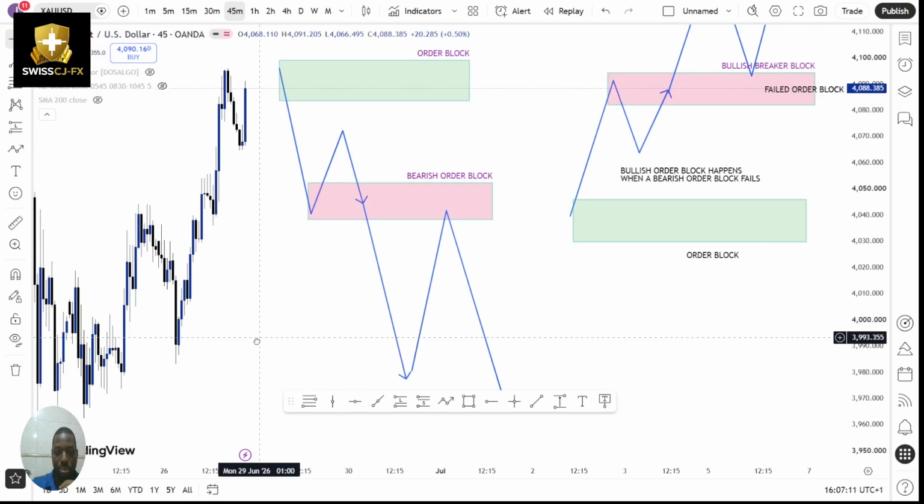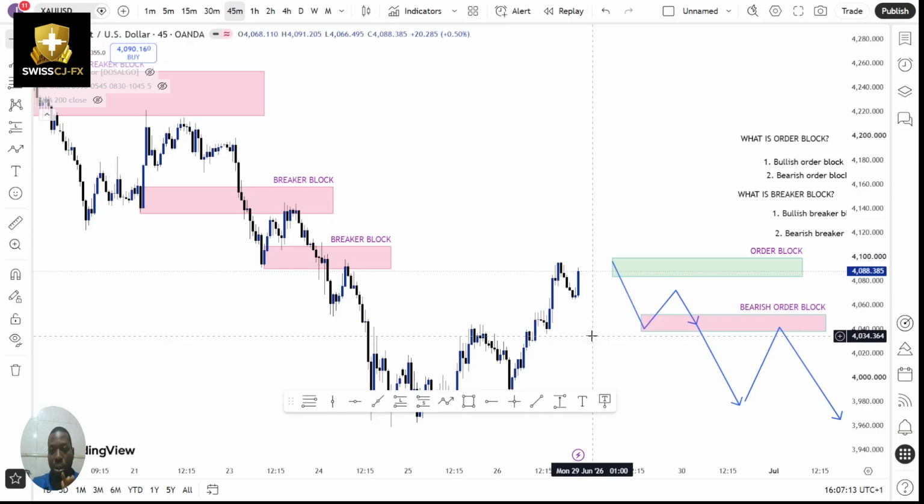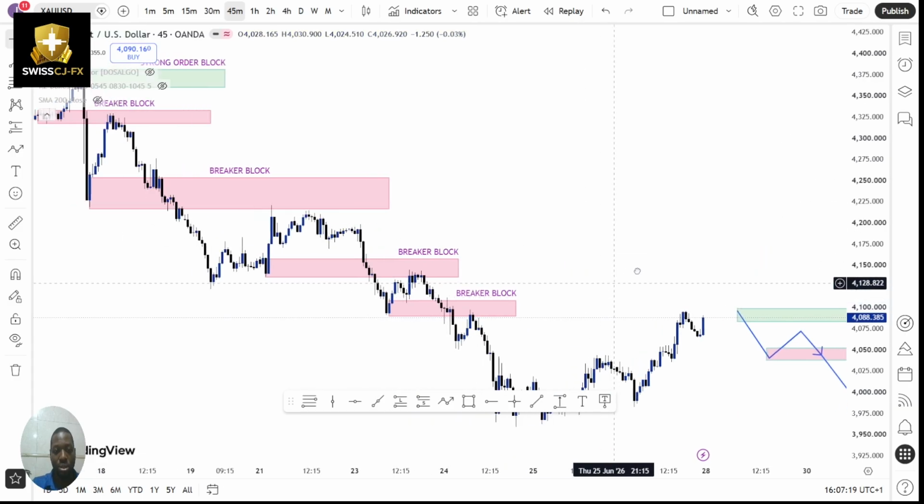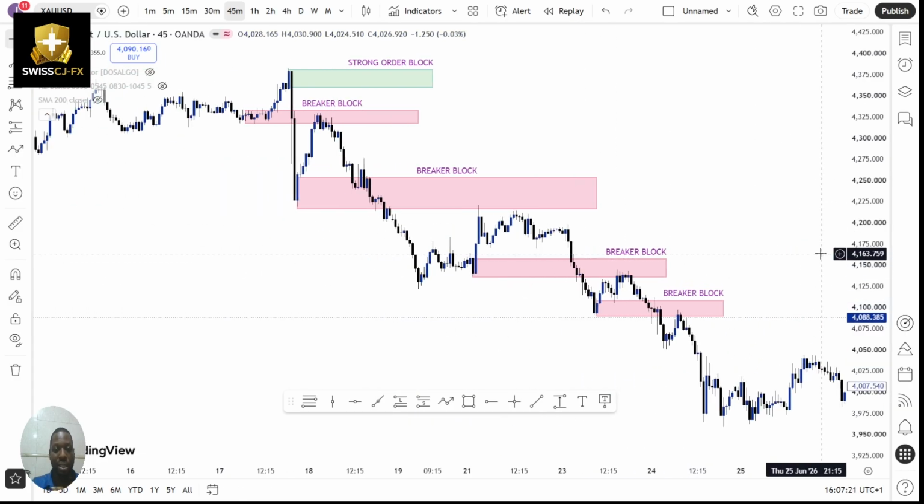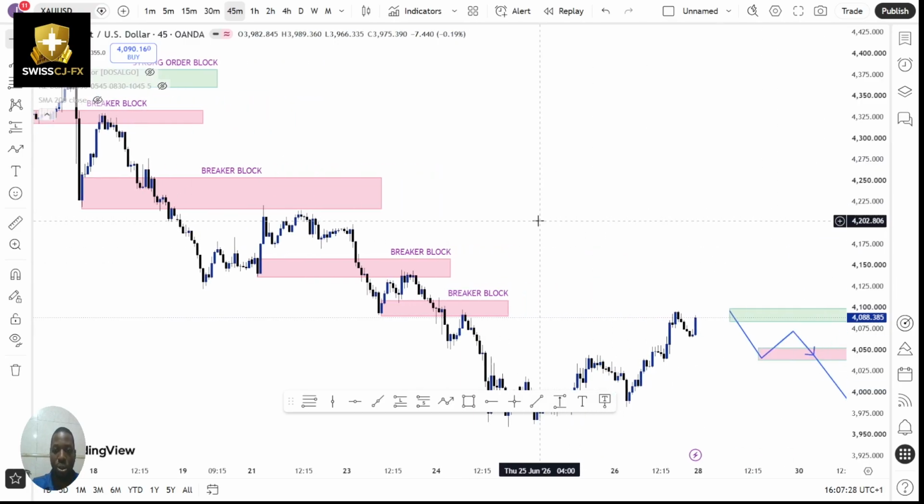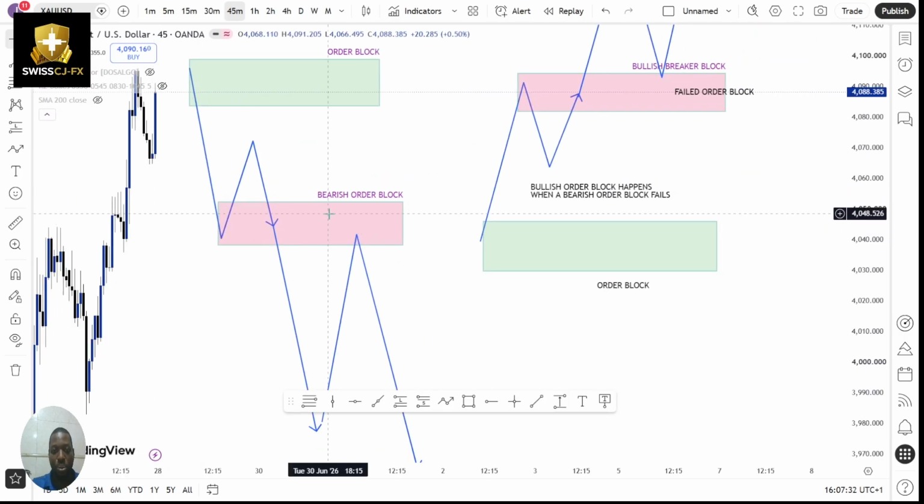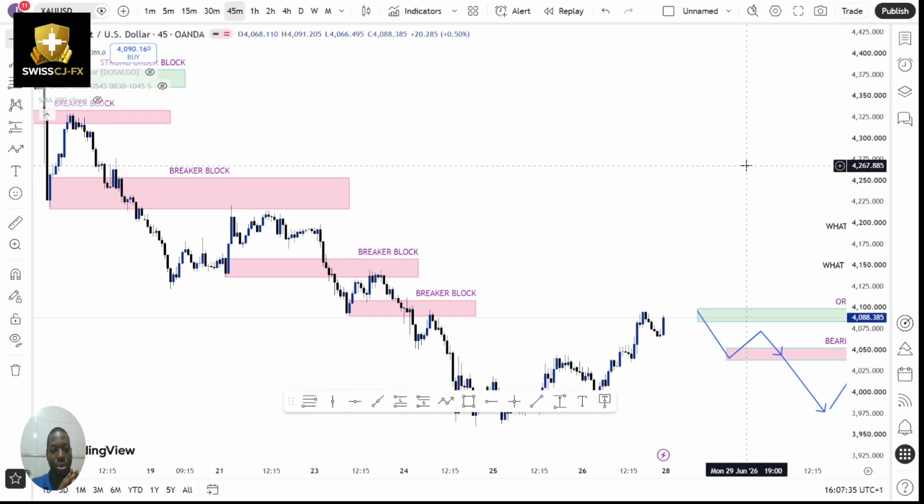But in my next video, I'm going to talk about the importance of break of structure. Now, to be very, very sure that you have a breaker block or order block, you must understand what break of structure actually looks like. If you don't understand what break of structure actually looks like, your order block or breaker block will not be valid.